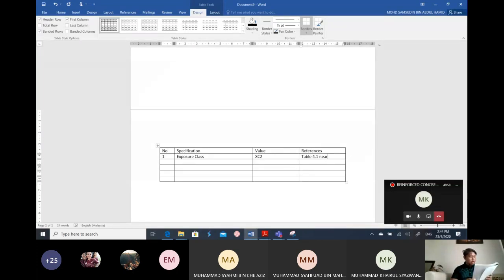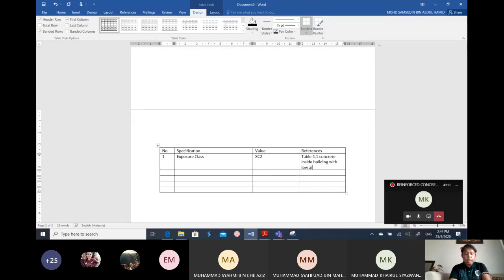Contohnya, XC1 is dry and corrosion, concrete inside building with low air humidity. And then you have to explain lah dekat situ, daripada mana you dapat this value semua. You may separate between a slab and also beam, if you would like to have both lah.